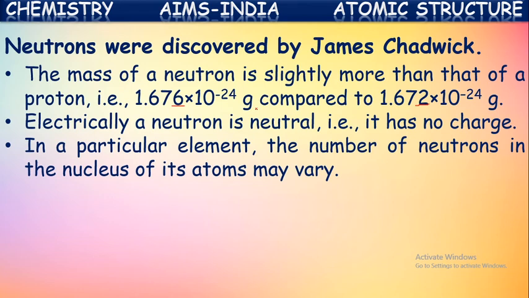Now, the number of protons will be fixed in all the atoms of an element, and the number of electrons will be equal to it in all the atoms in the neutral condition. But the number of neutrons may vary from one atom to another atom of an element.